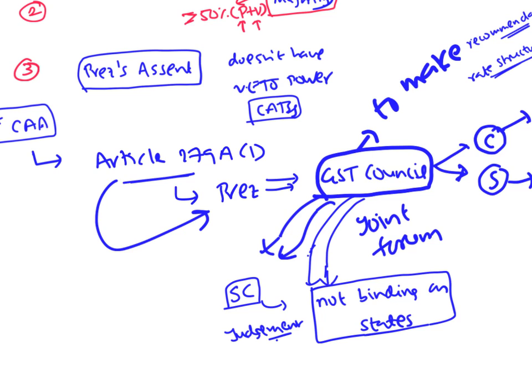But it will have persuasive value. Obviously, GST Council is a constitutional body. Decision comes out only after deliberations. So, states in general respect its decision. That doesn't mean it is binding. They don't have any other option. It is not binding on them.